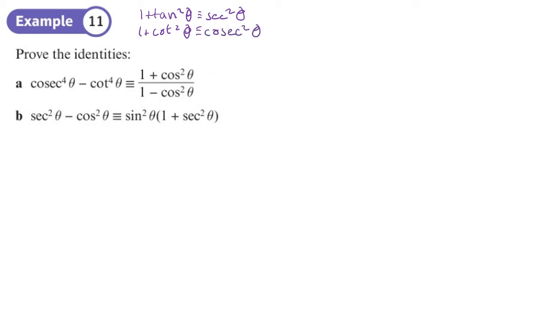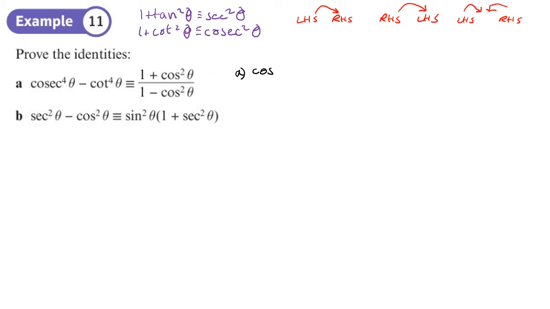On these types of questions, you can either start with the left hand side and make it look like the right hand side, start with the right hand side and make it look like the left hand side, or start with both sides and try to get something in the middle. So for part A, if I started with the right hand side, I can use the difference of two squares, use some identities. Let's see where we go from there.